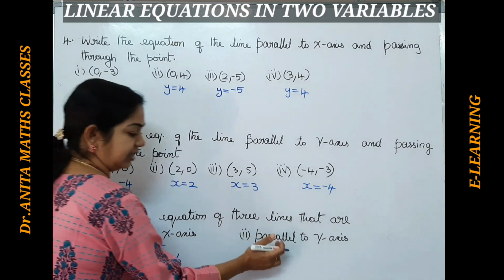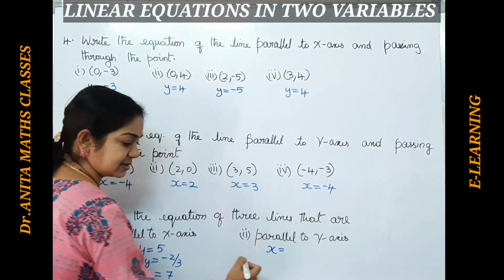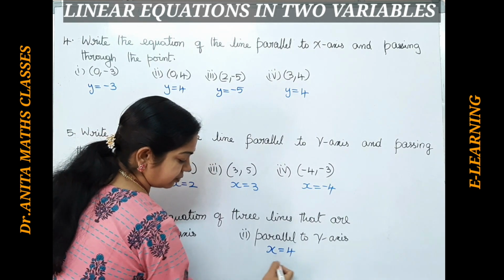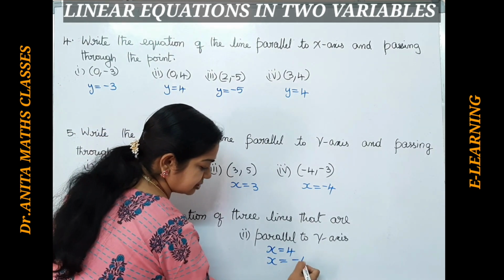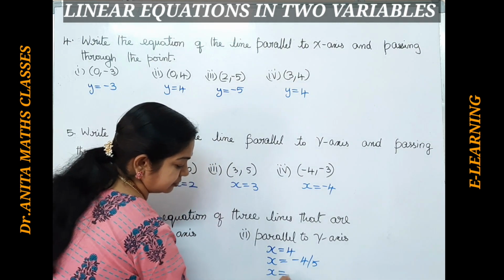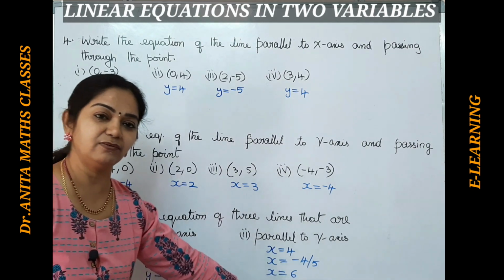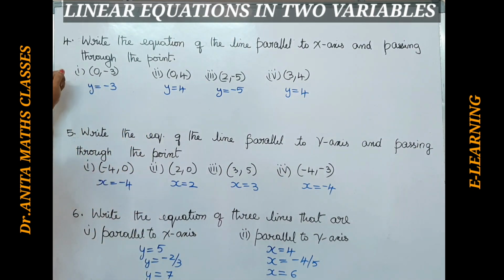In a similar way, for three lines parallel to the y-axis, x equal to k is a line parallel to the y-axis. So x equal to 4, one negative, x equal to -4 upon 5, and x equal to 6, something likewise. Any examples of your own you can give. With this, just pause the video and note it down.